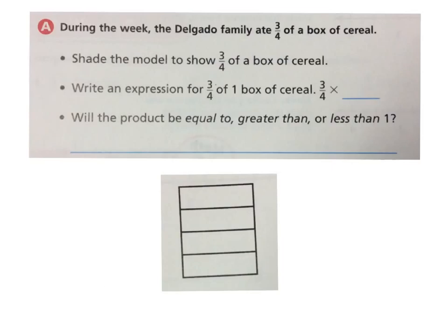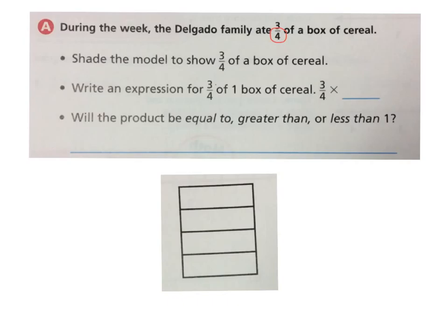Now, let's look at this problem. It says, during the week, the Delgado family ate 3/4 of a box of cereal. Okay, so go ahead and write 3/4 of a box of cereal in your notebook. And then draw this model that you see here. You see a box that's divided into 4 equal parts. Why are we drawing a box of cereal that's divided into 4 equal parts? Marcus? Because it said there's a box of cereal, and if the denominator is 4, that's how many pieces there are in total. Yeah, we're dividing it into 4 groups because the denominator is 4.